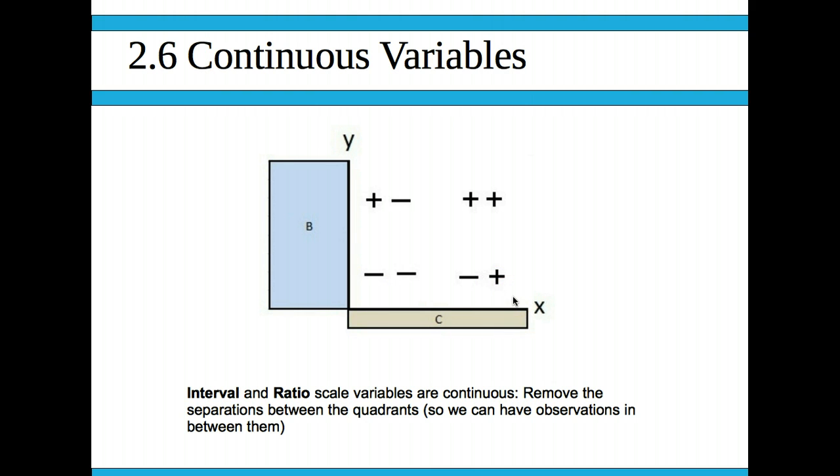If we have a continuous variable, what we would do is remove the separators between the cells. We still have quadrants. You have to remember that. We can still divide our area into four parts. But for interval and ratio scale variables, you remove these lines to emphasize that you can be placed in between somewhere. It's not like you have one point here, one point there, where all our frequencies are placed.